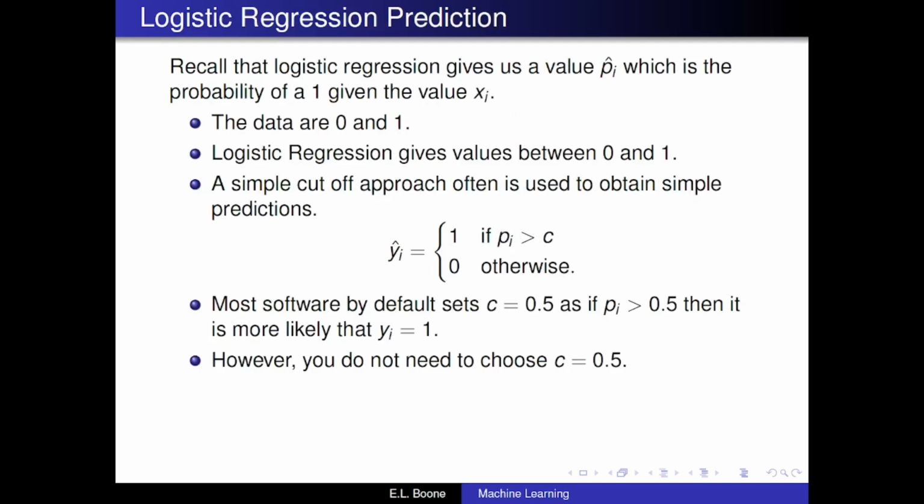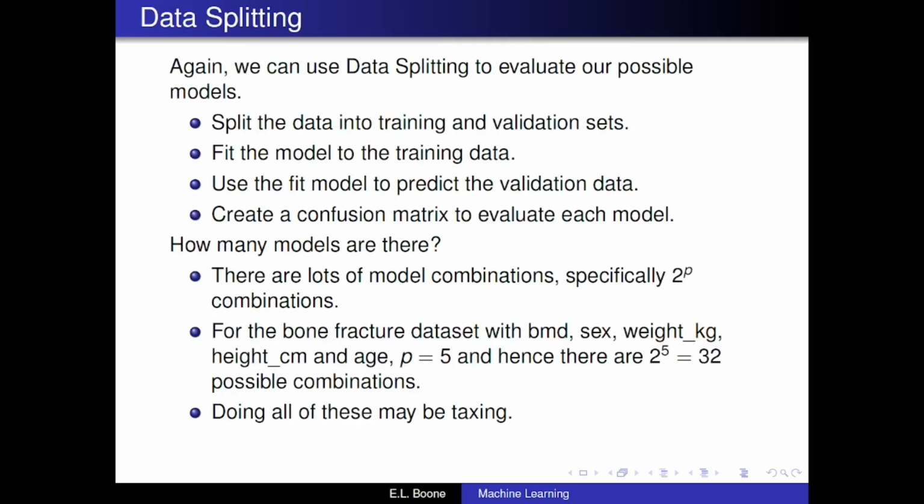All right. So for prediction, we're going to have it give us a value that is done by a cutoff, right? The data are 0 and 1, so it can't be in between. Logistic regression gives values between 0 and 1. So to turn it into a 0 or a 1, we use this simple cutoff approach. And later we'll try to tune this cutoff, but right now we're just being straight up. Let's learn a whole bunch of models. Most software has it set at 0.5, and that's what we're going to do. However, you don't need to choose c equals 0.5.